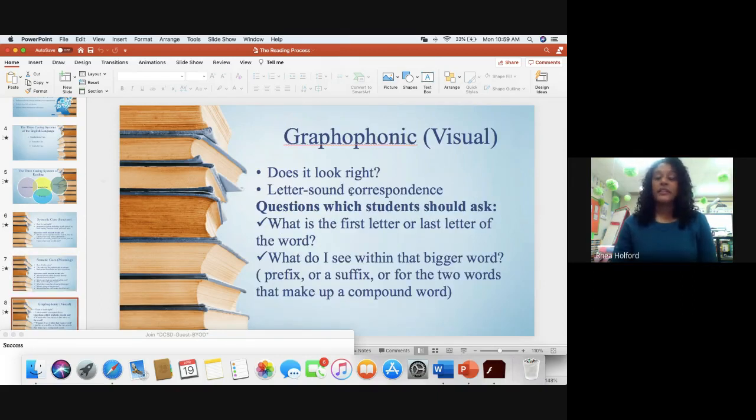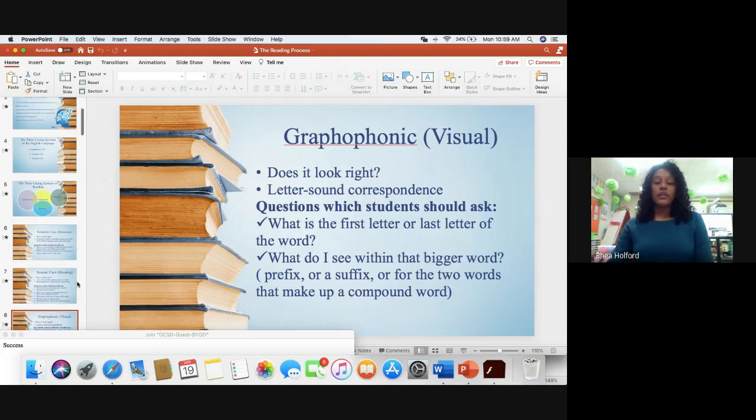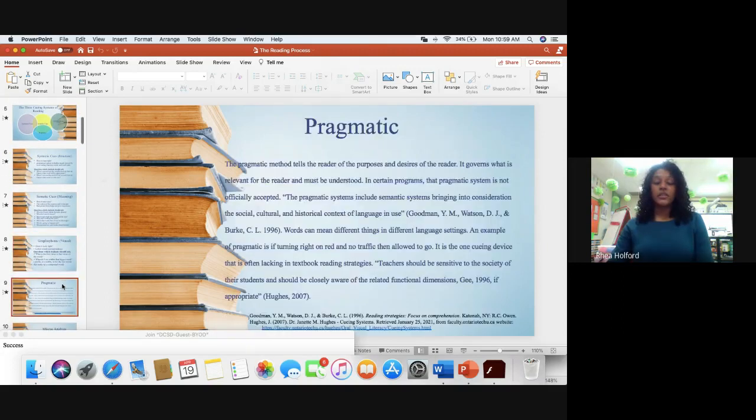Graphophonic includes visual. We teach kindergarten students, so visual is very important. Does it look right? Letter and sound correspondence. Questions which students should ask: what is the first letter or the last letter of the word? What do I see within that bigger word? It includes a prefix or a suffix, or the two words that make up a compound word. So visual cues are very important for young readers such as kindergarten students.